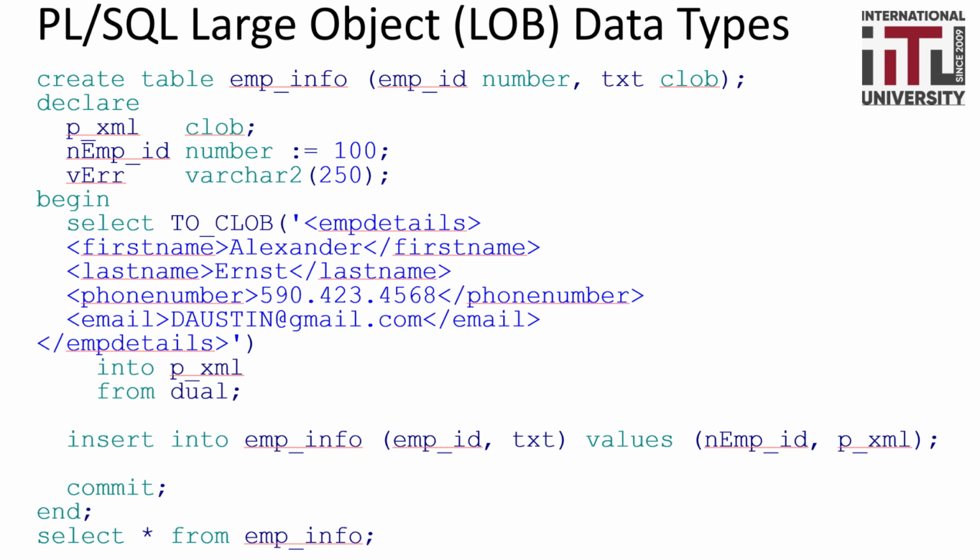We convert this text into a clob and store it into the variable pixel. Then, we insert this data into the table. After that, we commit the transaction to save the changes. Finally, we can select the data from the table to verify the result. This example shows how clob can store structured large text data like XML.